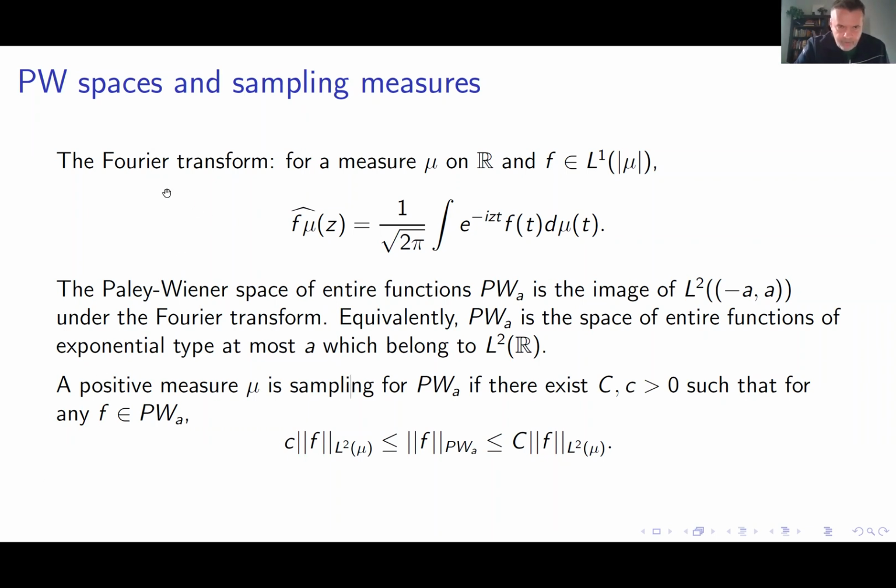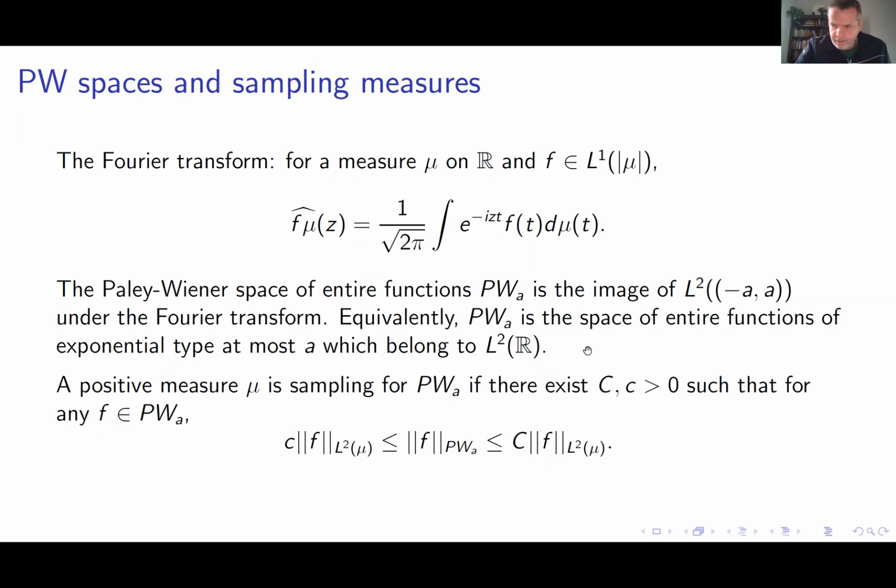And for that, we will need several more definitions. First of all, let's recall the formula for the classical linear Fourier transform. I'll use this formula with this coefficient in front to make it unitary. And let's recall that the classical Paley-Wiener spaces are images of L2 on the interval from -a to a under this Fourier transform. An equivalent definition of the Paley-Wiener space is that it's the space of entire functions of exponential type at most a, which belong to L2 on the real line.